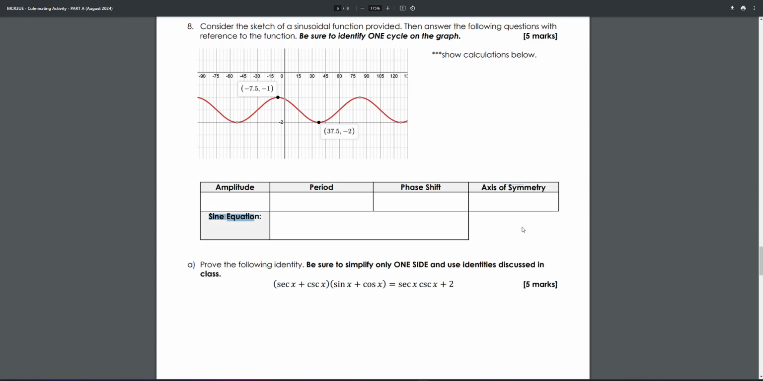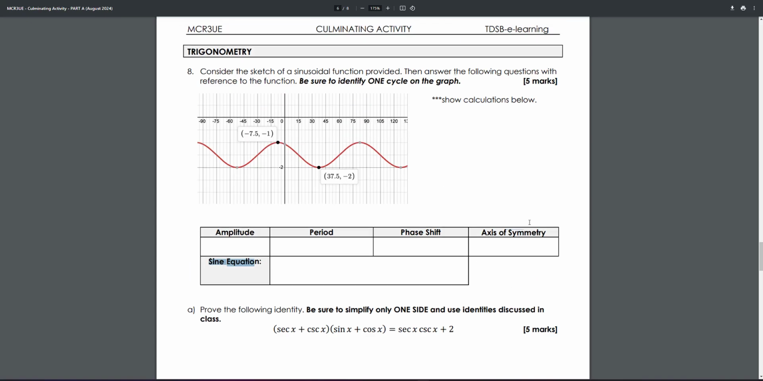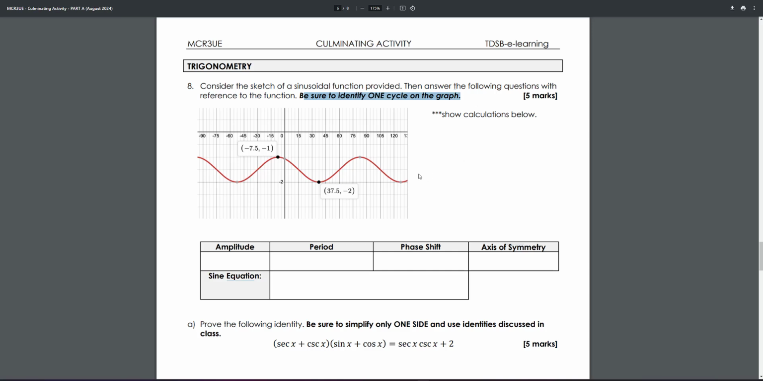Sine equation, remember, we went over this many times. Write out your full sine equation. And when it's used to identify one cycle on the graph, it's basically telling you to show me one full cycle, like one period, or one rotation. These points are given. Use the given points. Do not use any other points. Do not use 75, 90, or try to find another point. Use the points that are given to solve for the amplitude, period, phase shift, and whatever.